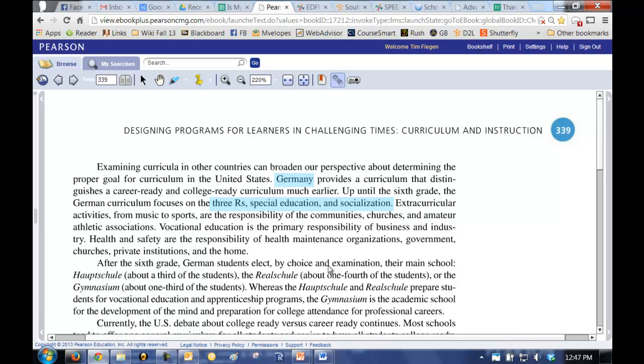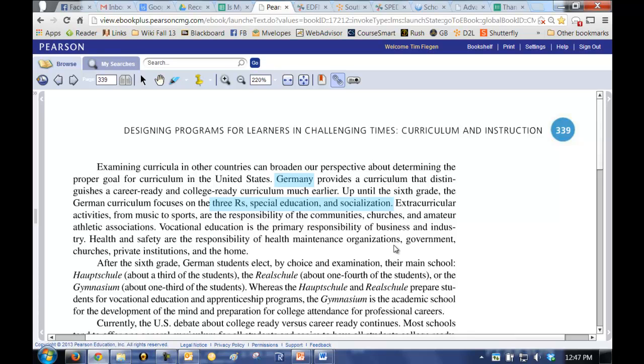Germany, highlighted right here, provides a curriculum that distinguishes a career-ready and a college-ready curriculum much earlier. Up until the 6th grade, the German curriculum focuses on the 3 R's and special ed and socialization. So reading, writing, arithmetic, special education, and socialization. But after 6th grade, extracurricular activities from music to sports are the responsibility of communities, churches, and amateur athletic associations, meaning the schools do not run those programs in Germany. And vocational education is the primary responsibility of business and industry.